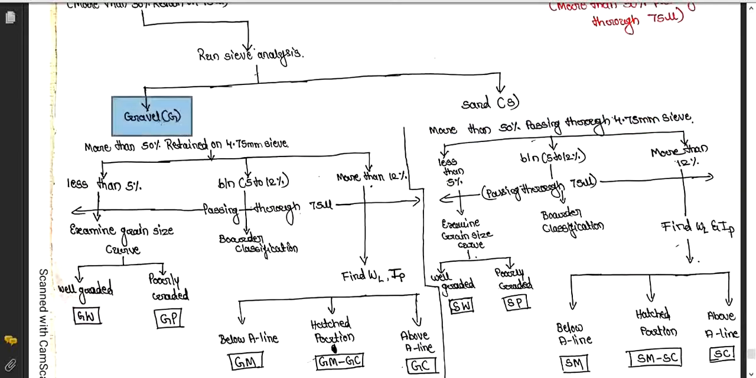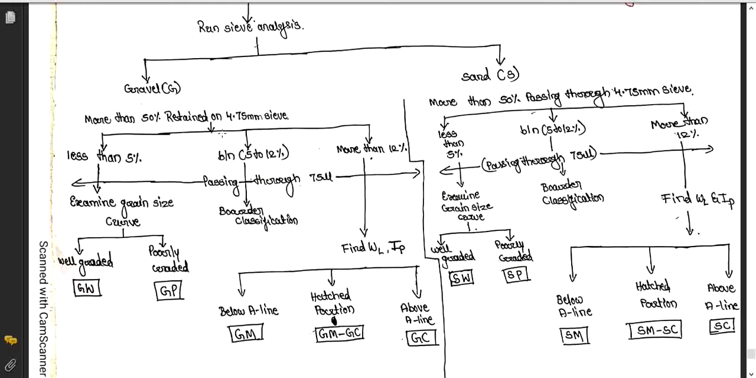So I got the first letter, that is G or S. Let us think that in our case more than 50% of the soil is retained on the 4.75 mm sieve.